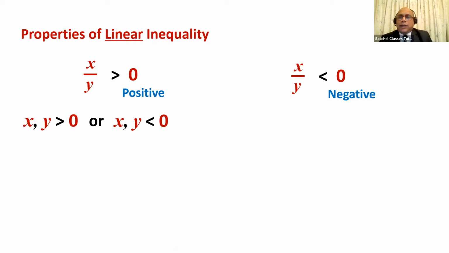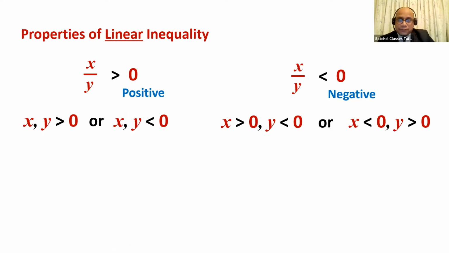Likewise, if x over y is less than 0, which means it's a negative quantity, that signifies that one of them has to be negative, which means either x is positive and y is negative, or x is negative and y is positive. Correct? Because a fraction will be negative only if one of them is negative, numerator or denominator.